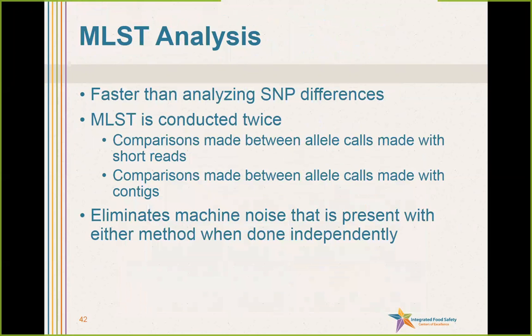So as far as MLST analysis, it can be faster than analyzing for SNP differences. And often what happens is MLST is conducted twice, but you can still get an answer faster. How it's conducted twice is, first, comparisons are made between allele calls made with the short reads, but then those short reads form a contig, and then comparisons are again made between allele calls with the contig. This eliminates machine noise that is present with either method when done independently.